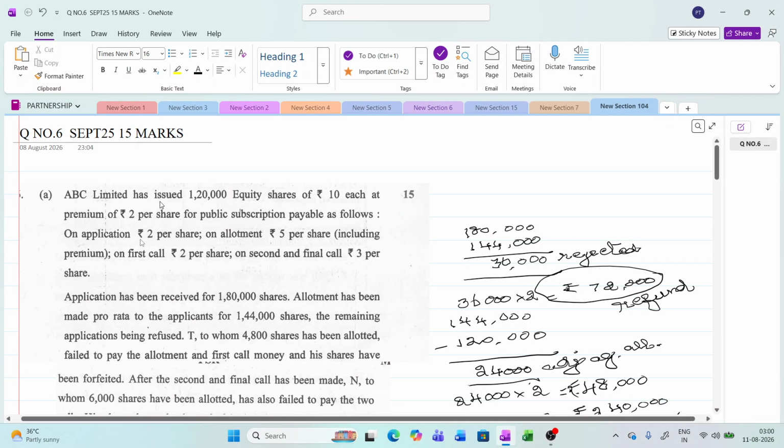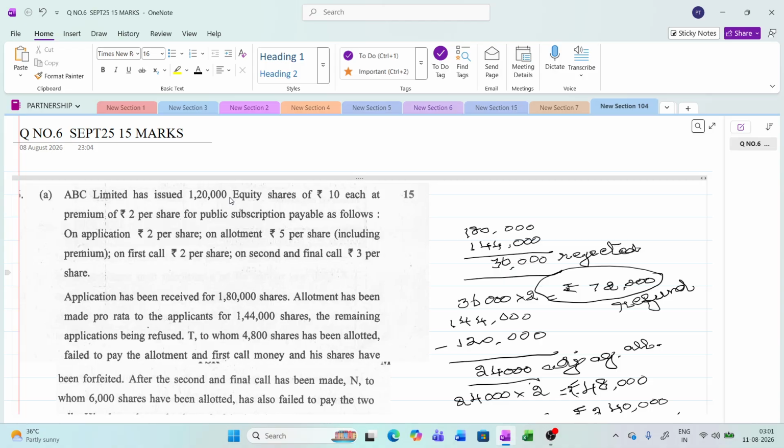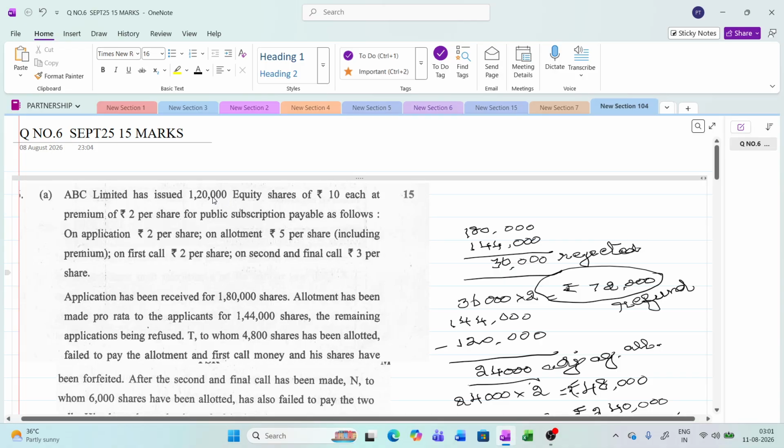Second thing is that applications are received for 1,80,000 shares, and only 1,44,000 were allotted pro rata, because we cannot issue more than 1,20,000 shares. Into the equity share capital account, only 1,20,000 into 10 rupees can go, not more than that. The premium amount will go into the securities premium account. This is well known to all of you, I hope. And the remaining applications are refused.